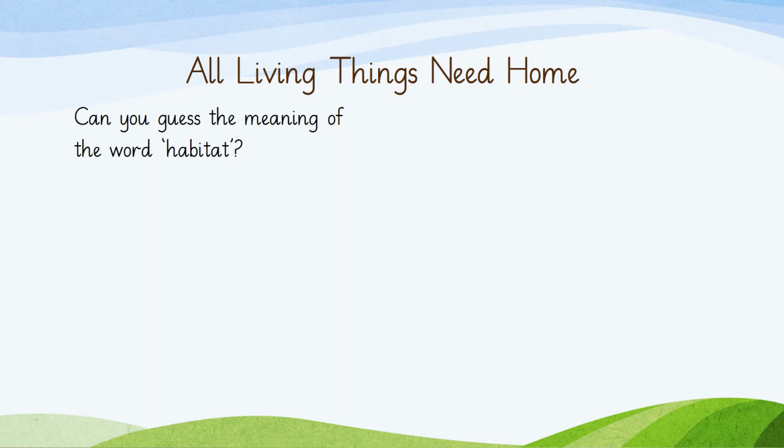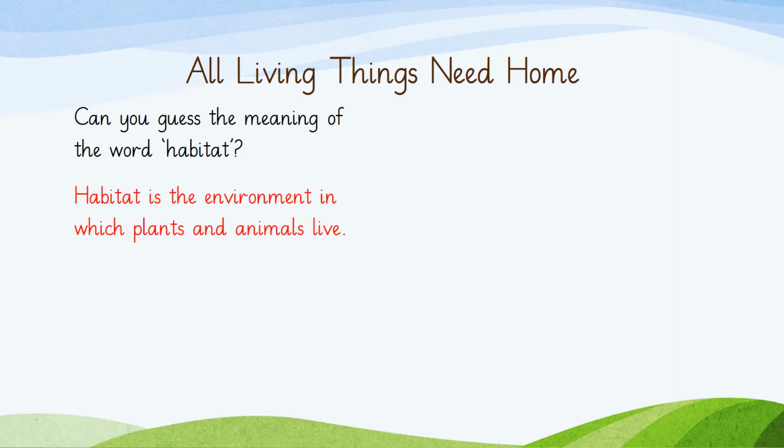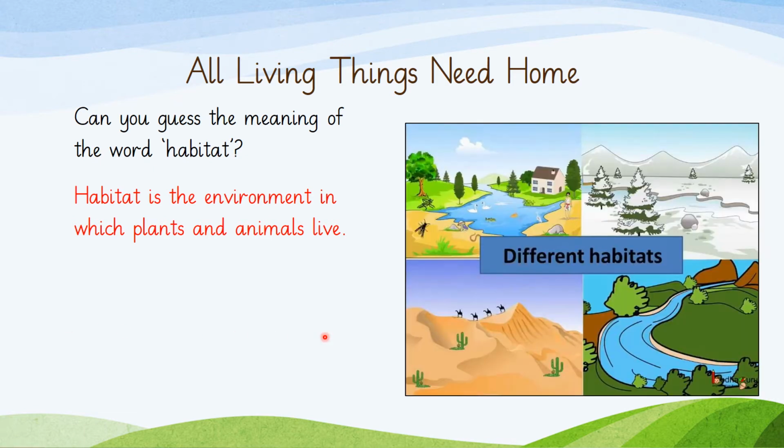Can you guess the meaning of the word habitat? The word habitat means the environment in which plants and animals live. Just as we saw in the case of a polar bear, its habitat are extremely cold places. These are 4 different types of habitats. This is the one that we have just seen. For the polar bear, this is the main grasslands. This is a mountainous area and this is a desert. All these different types of habitats have different types of living organisms.